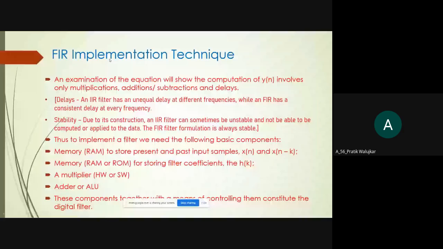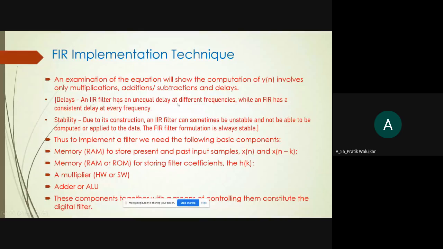This is the FIR implementation technique. An equation of y of n: examination of the equation will show the computation of y of n involves only multiplications, additions, subtractions, and delays. This is extra information I have covered.